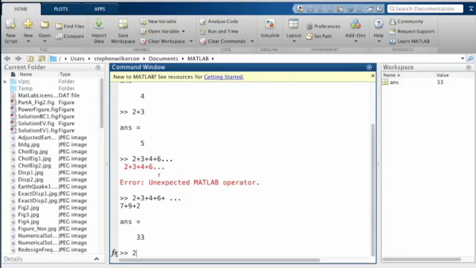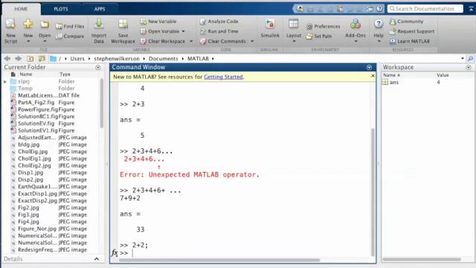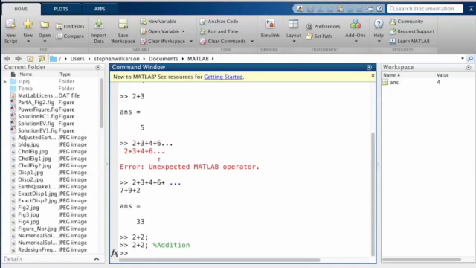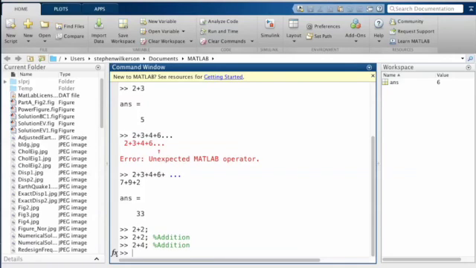Now, if you add a semicolon at the end of the line, it will not give you the answer in the command window. Rather, it stores that answer. You see it's updated. The answer is now 4. If I do 2 plus 2 semicolon, and if I put a percent sign, I can add a comment, for instance, addition, and MATLAB ignores that. You can see that the value for answer is updated to 6, 2 plus 4.